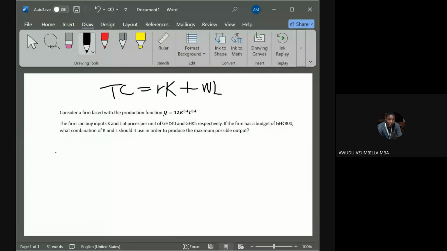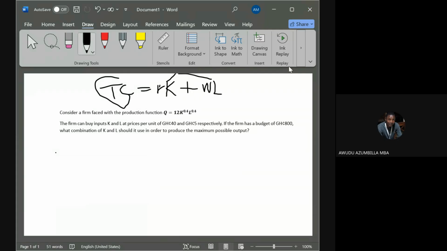So what we are looking at is the cost of capital, the total cost that the firm is going to incur in buying capital and labor. If you multiply the price of capital by the capital itself, it gives you how much it costs to buy capital. So the total cost of capital is RK. Then if you also want to know how much the firm is going to spend on labor, you multiply the wages by the labor itself. That gives you how much the firm is going to spend on wages. So we have the cost of capital, RK, and the cost of labor, WL. If you want to know the total cost the firm is going to incur, you add them together, the total cost of capital and the total cost of wages.